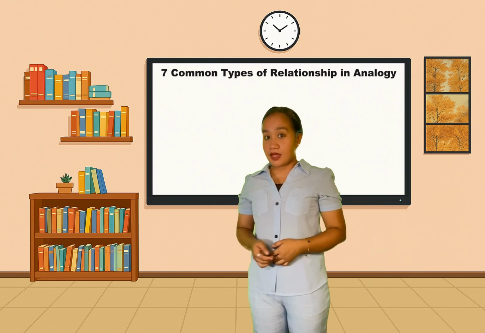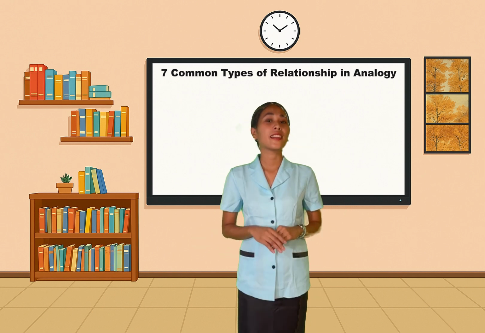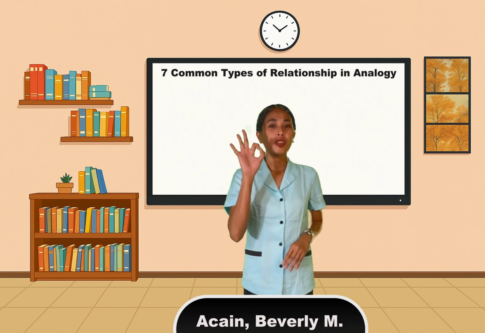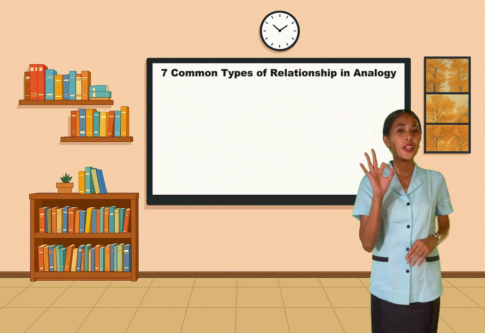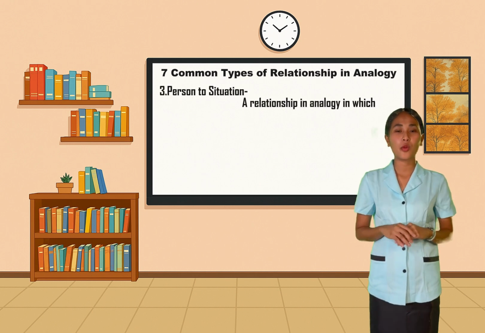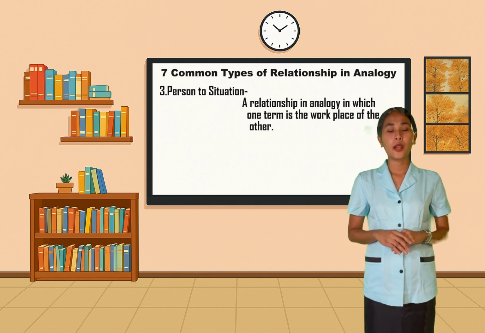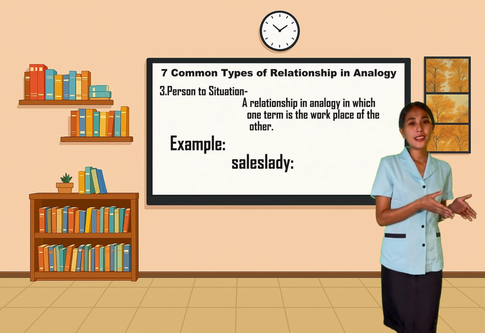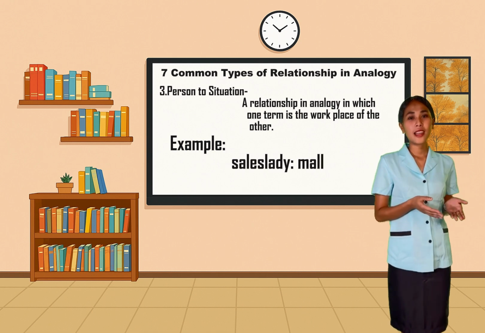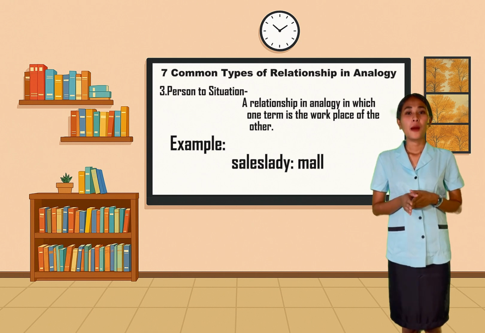For our next topic, may I call on Ma'am Beverly? Ma'am? And now, let's proceed to the third common type of relationship in analogy. The third one is person to situation. A relationship in analogy in which one term is the workplace of the other. Example, sales lady, mall. A sales lady works in a mall. The example shows the relationship between worker and the workplace.